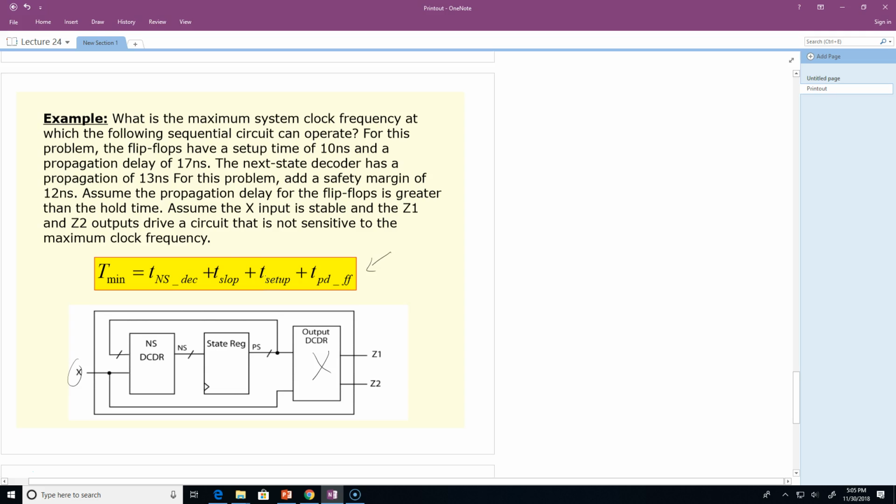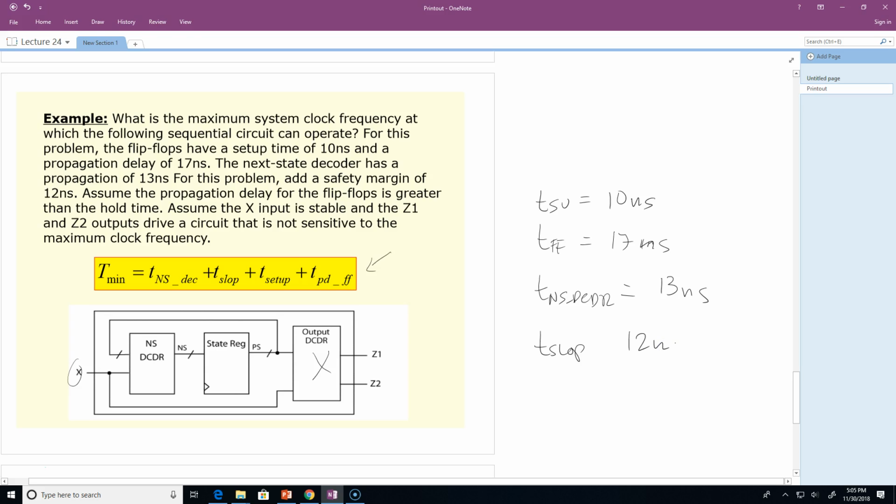Okay, so let's do this thing. I'm going to look through this thing. Flip-flops have a setup time. T setup equals 10 nanoseconds. And a propagation delay of 17 nanoseconds. T of the flip-flops equals 17 nanoseconds. Okay, next state decoder has a propagation delay of 13 nanoseconds. Next state decoder equals 13 nanoseconds. And safety margin of 12 nanoseconds. Okay, I found them all.